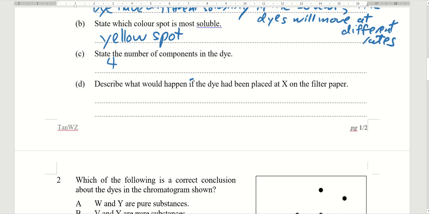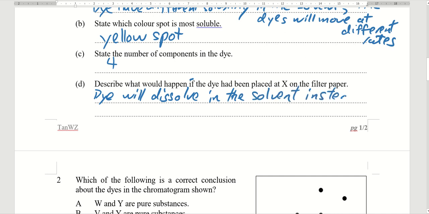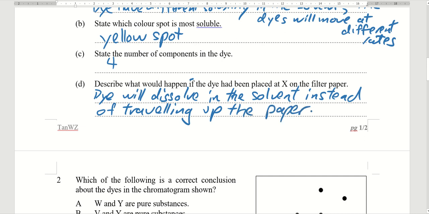Okay, so basically the dye will dissolve in the solvent, instead of traveling up the paper. Okay, so these are things that need a little bit of thinking, but you can actually answer it. You just need to try it.